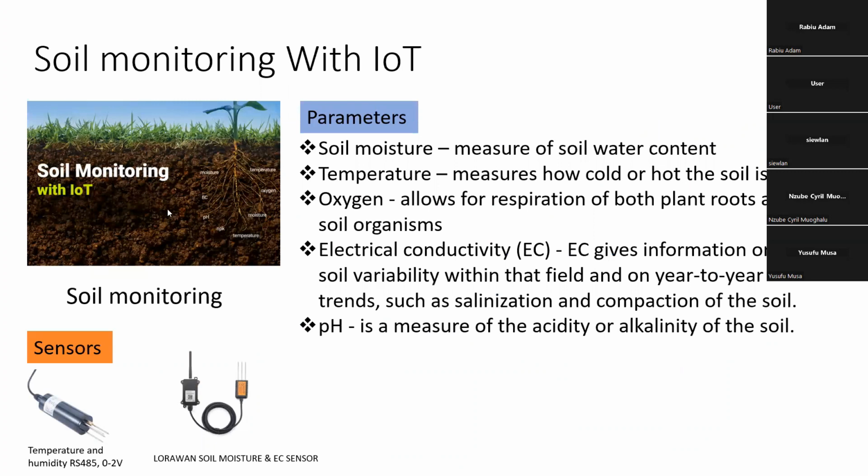Talking about soil monitoring, there are a lot of things farmers would like to monitor on their farm, especially with the soil. Some parameters include soil moisture, temperature, oxygen, and electrical conductivity. These give information on the soil variability within that field and on year-to-year trends, such as salinization and compaction of the soil. Another thing is pH. pH measures the acidity or alkalinity level of your soil.